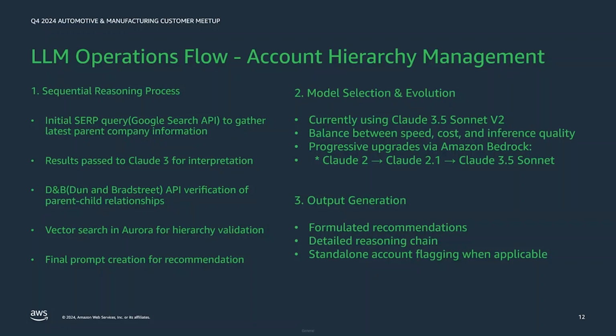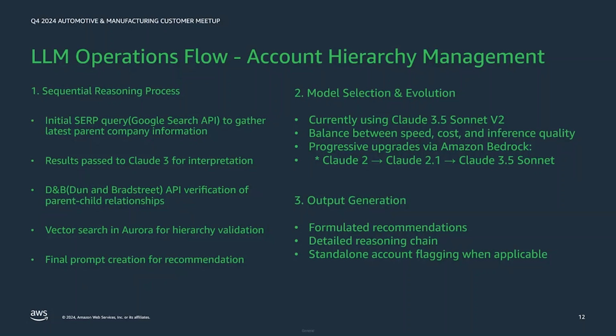Then this same data, or the prompt, is passed to DNB. DNB is Dun and Bradstreet, which is an organization that provides data and analytics solutions. They store data for parent and child for various organizations. So we also fetch this data from the Dun and Bradstreet API for the parent-child relationship verification. Finally, we do a vector search in the data that we already have. So there are three levels: first is the Google search, second is the Dun and Bradstreet search, and then the vector search.